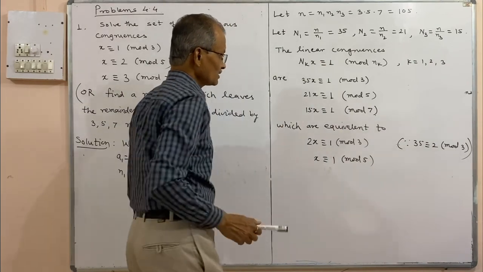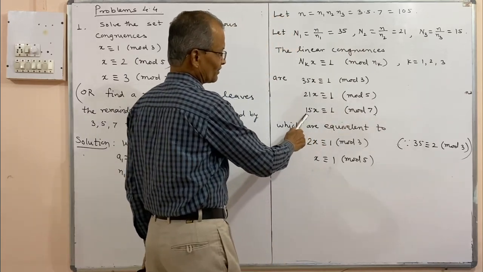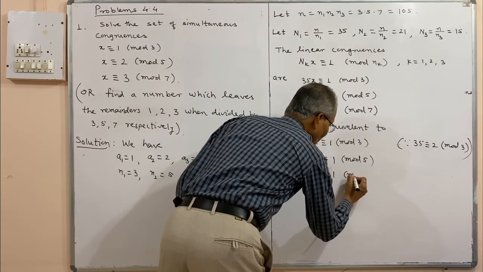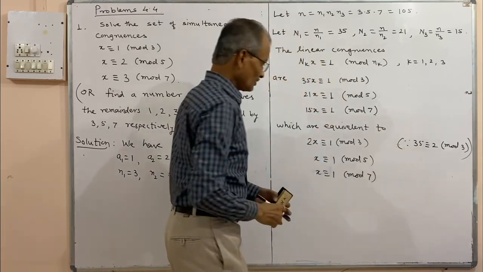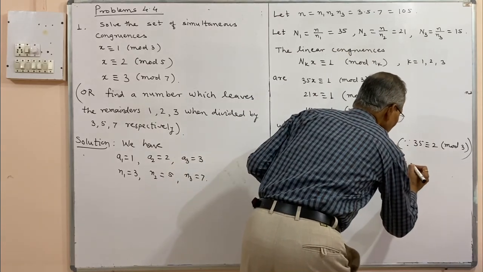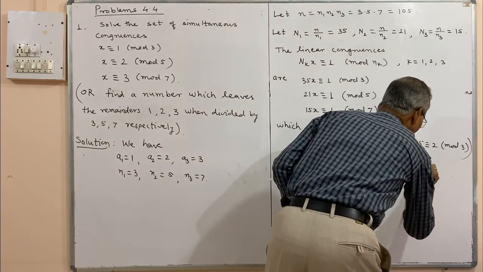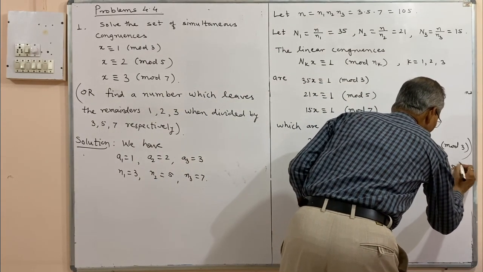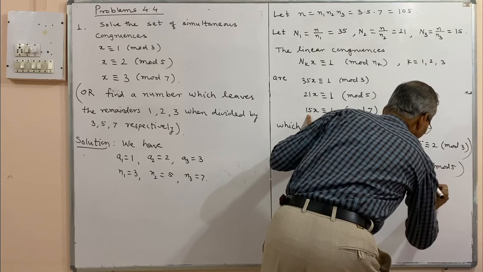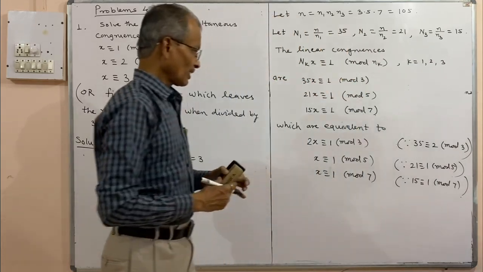And the last is 15x. 15x is again congruent to 1, because 15 is congruent to 1 modulo 7, so it is x congruent to 1 modulo 7. To reduce the number, that gives directly the solution. See, 21 here, just divide 21 by 5, the quotient is 4, remainder is 1. 21 is congruent to 1 mod 5, and here 15 is congruent to 1 mod 7.